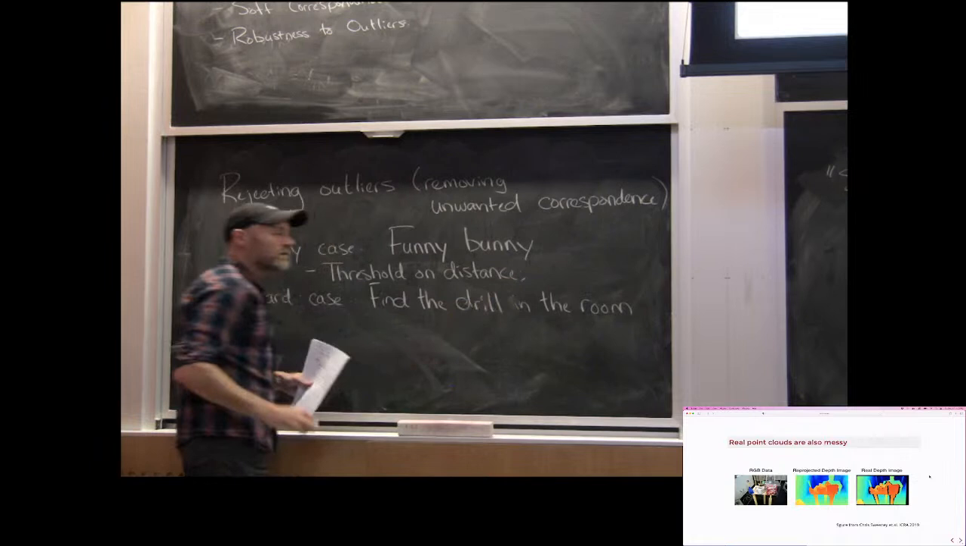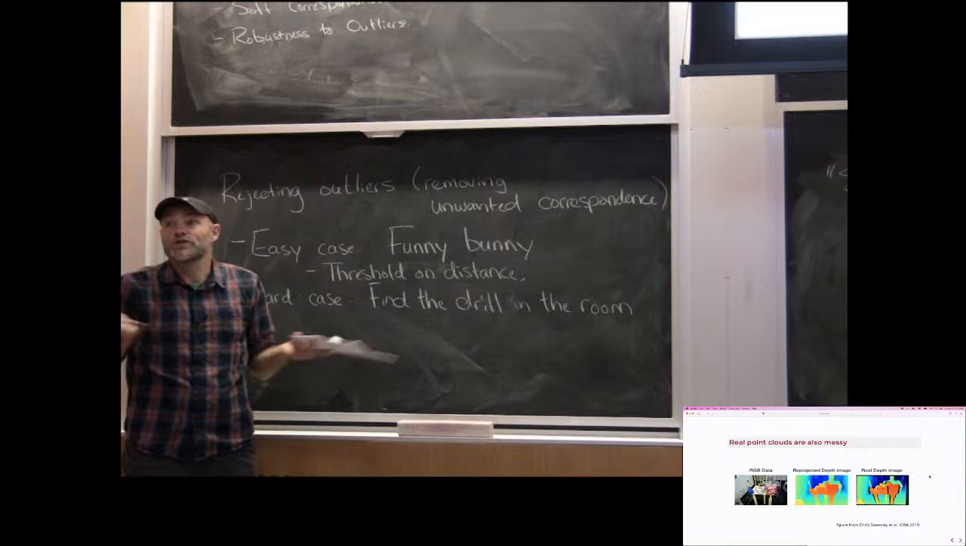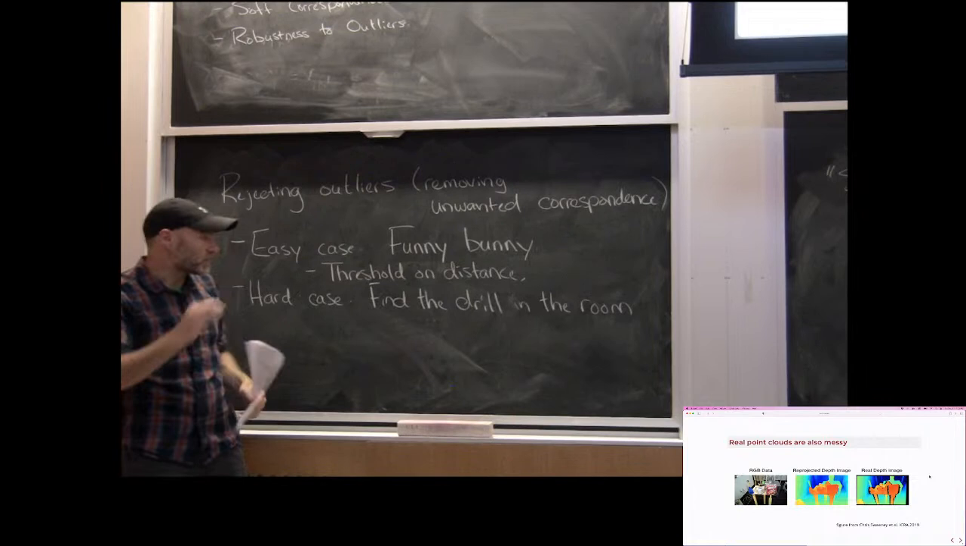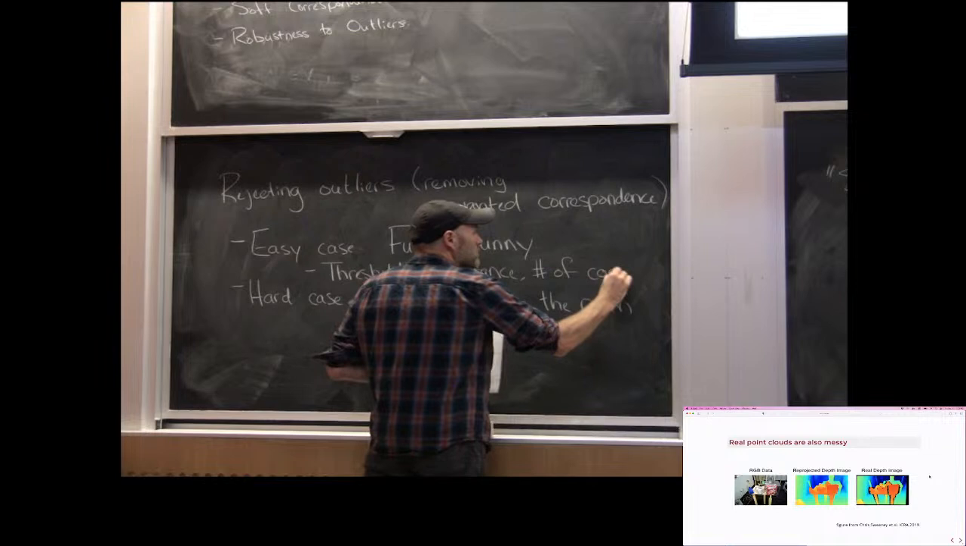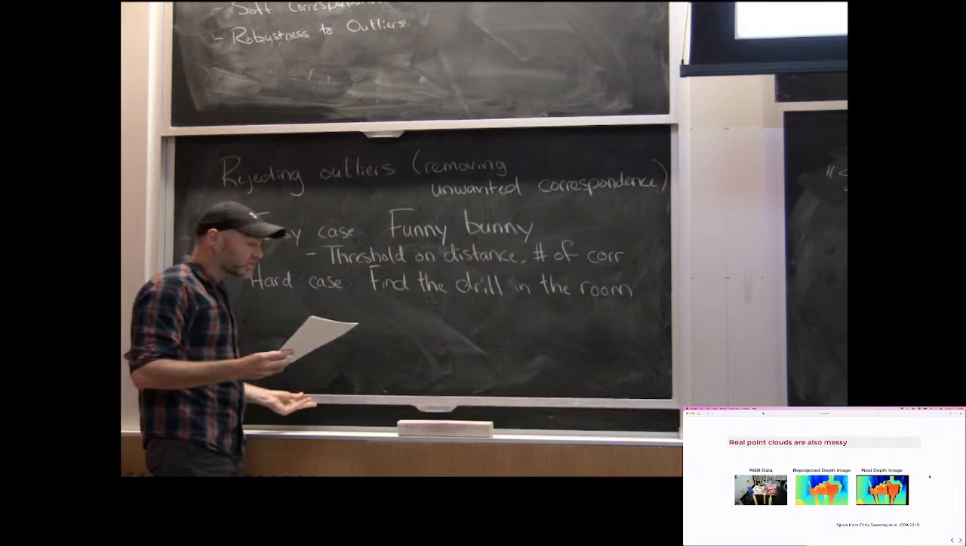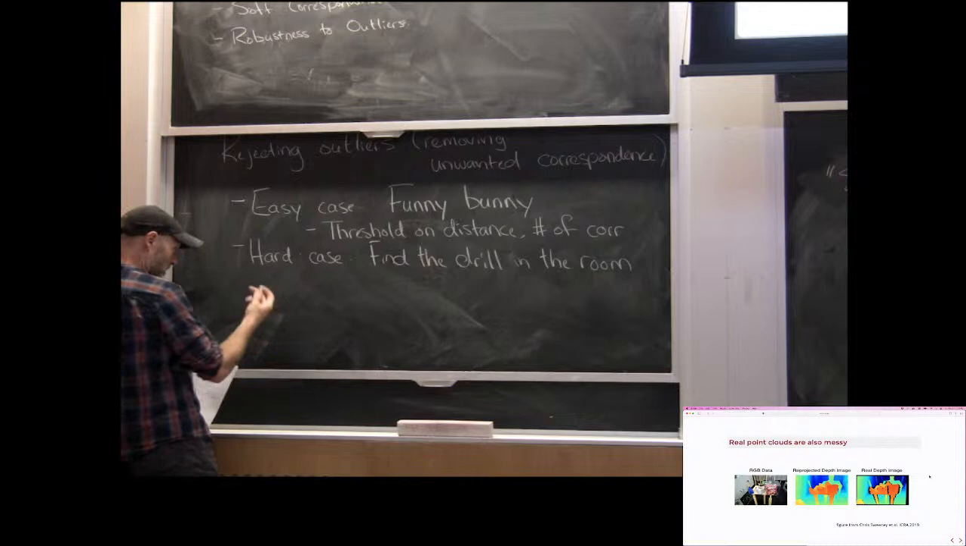Other thresholds that sometimes people will put in, they'll say, I'm going to look for 100 best correspondences. I'll just put an upper limit on the number of correspondences to consider, right? And there's a bunch of algorithms like that, okay, which are useful. The hard case has more interesting algorithms, in my opinion. And I'll list a few, okay?